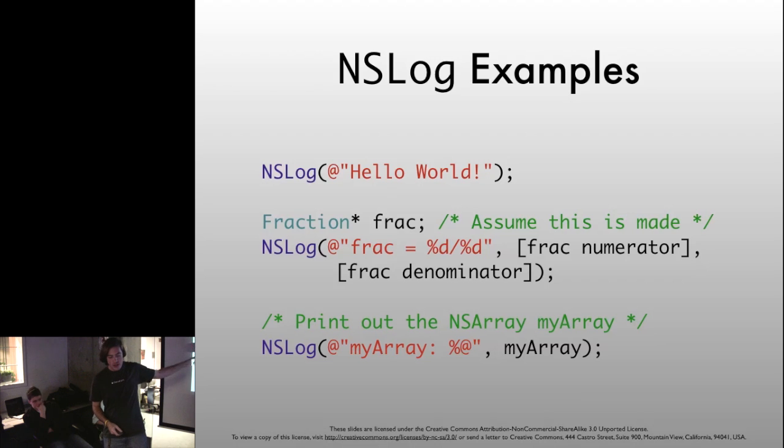So, real simple: NSLog is hello world. Again, let's assume we have a fraction class. If we want to write fraction equals numerator divided by denominator, we can ask the fraction for its numerator and denominator and pass those in as the parameters to this format string using %d because they're integers. If you're familiar with printf strings, that should be pretty obvious how that works. And then this bottom example is, suppose this is some array object, not a C array, but an actual Objective-C object. Then this will print out whatever the description method of NSArray returns for that particular array.